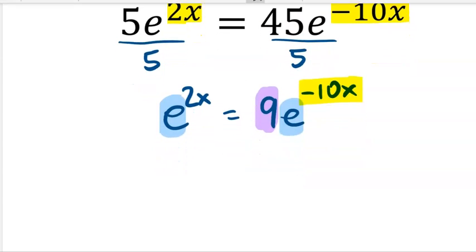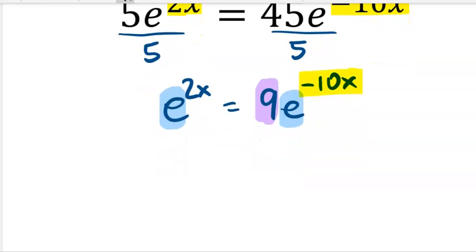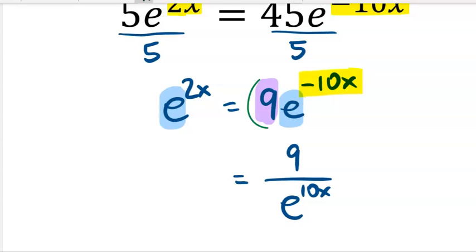So what I want to do next is rewrite the right-hand side of the expression using a positive exponent. A negative exponent essentially means I'm dividing by the base that many times. So I can rewrite this as 9 over e to the 10x. And notice again, the exponent negative 10x doesn't apply to the 9. I would need parentheses around the 9e for that to be the case. But without parentheses, the exponent only applies to the closest factor. It only applies to e. Of course, on the left-hand side, we still have e to the 2x.